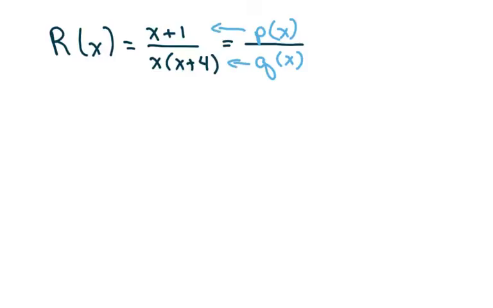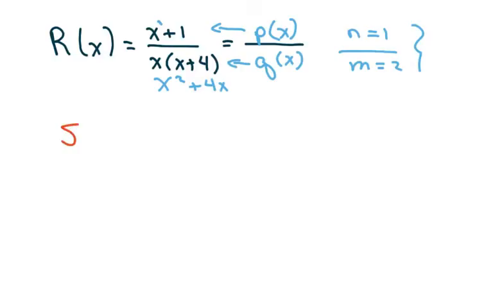And I just need you to know the degree. So the degree in my numerator, I'm going to call n, so n is 1. However, the degree in the denominator is 2, because if I distribute here, I get x squared plus 4x. That's going to help us with our horizontal asymptote.